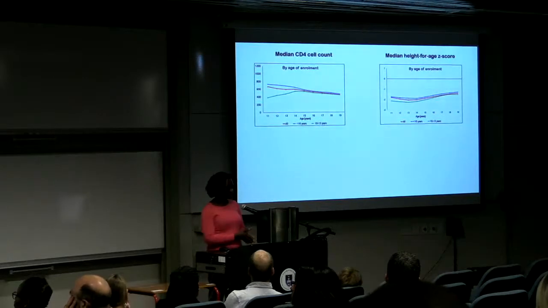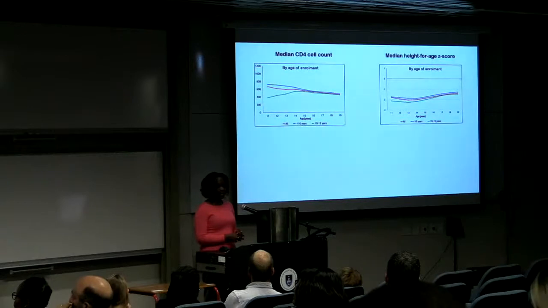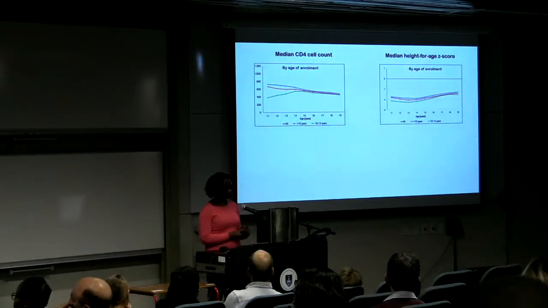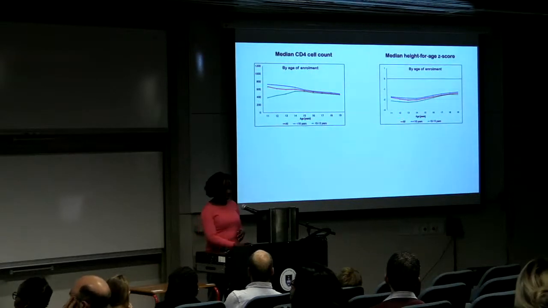And then looking at the median CD4 cell count and median height-for-age Z scores, and also comparing this among those that enrolled before 10 and between the ages of 10 and 13, we can see that the blue line, which is those that enrolled before the age of 10, seem to be doing better, both in terms of their median CD4 counts and their height-for-age Z scores.